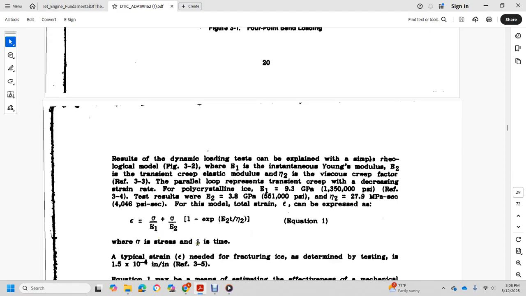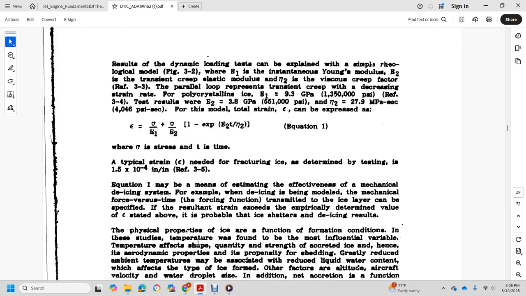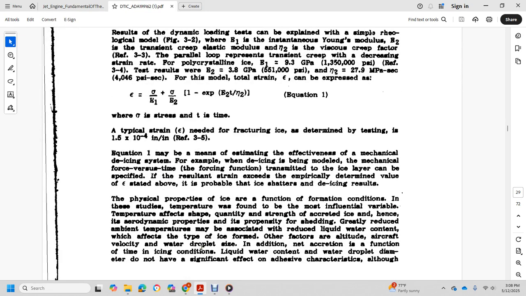The strain is a function of time T, and the typical strain needed for fracturing, determined by testing, is 1.5 times 10 to the negative fourth inches per inch. This equation may be a means of estimating the effectiveness of a mechanical de-icing system. For example, the de-icing system can be modeled with a mechanical force versus time, and the force function transmitted to the ice layer can be specified. If the resultant strain exceeds the empirically determined value stated above, the ice will probably shear off, and the de-icing succeeds.